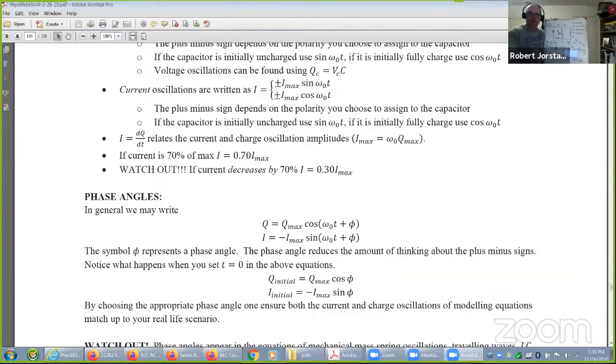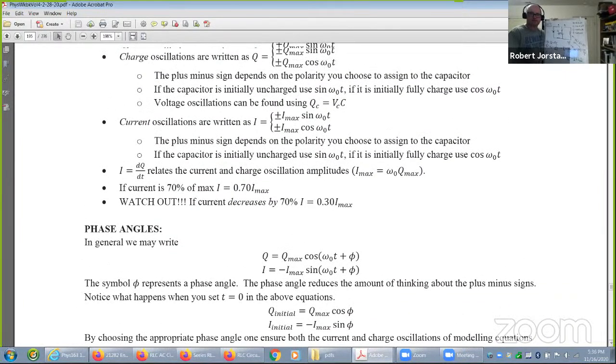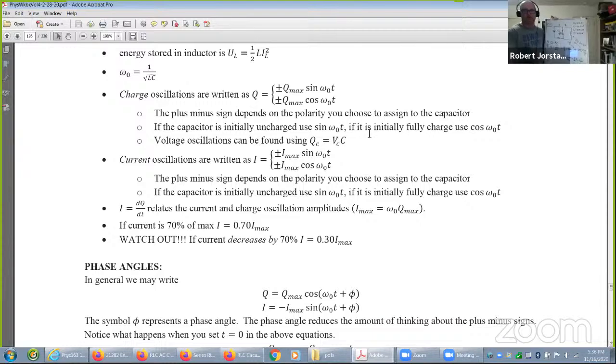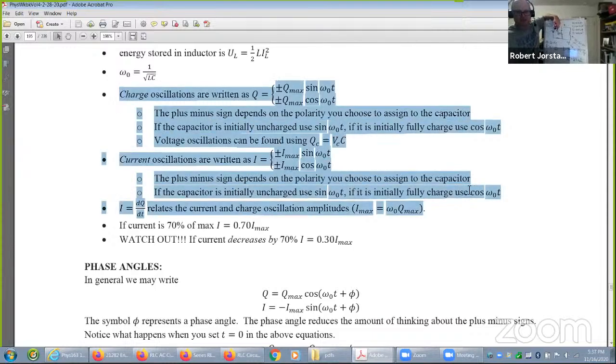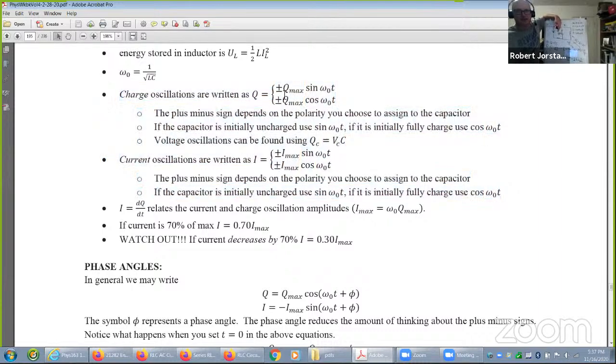If you don't like thinking about phase angles, you better not be an electrical engineer. But if you don't have to do this, here's a quick shortcut that I use so you don't have to think about the phase angles as much. You could write Q as sine omega t or cosine omega t, and the plus or minus sign is determined by the polarity you choose. If the capacitor is initially uncharged, you use sine omega t. If it's initially fully charged, you use cosine omega t.